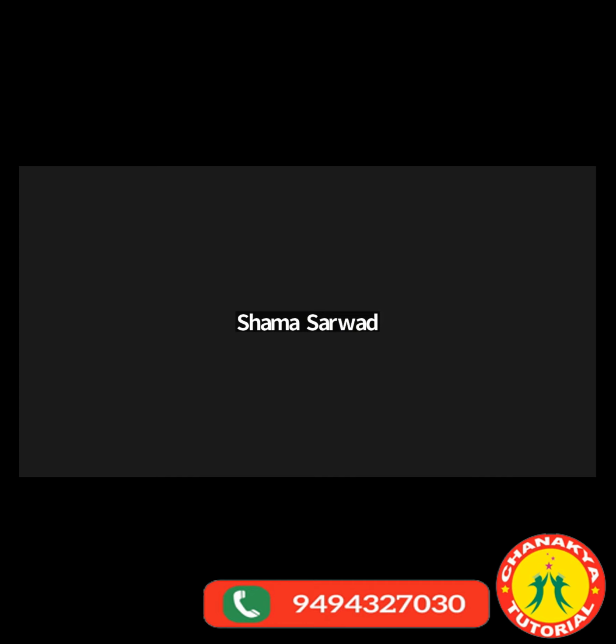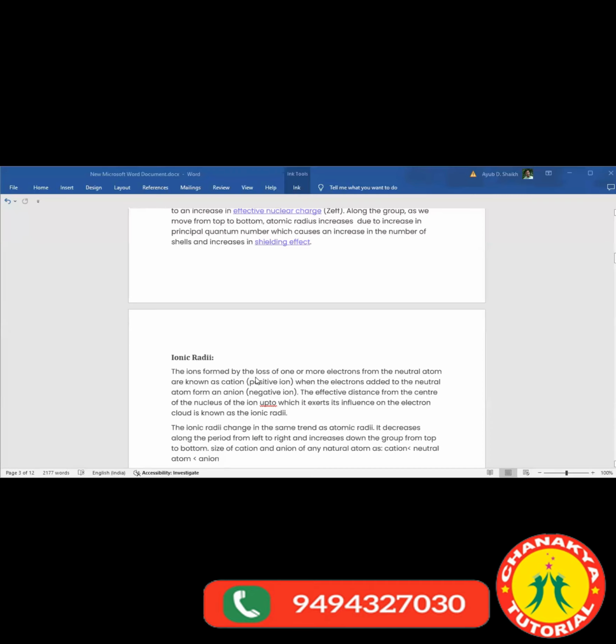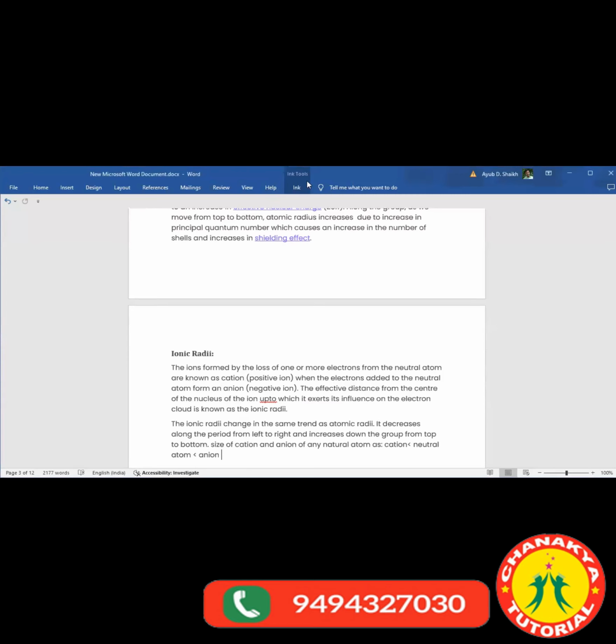We are going back to our shared screen again. Ionic radii, what is given to you in the C? The ions formed by the loss of one or more electrons from the neutral atom are known as cations, a positive ion. When electrons are added to the neutral atom, it forms an anion. The effective distance from the center of the nucleus of the ion up to which it exerts its influence on the electron cloud is known as the ionic radii. This is the definition for ionic radii. If you don't know, please note it down.